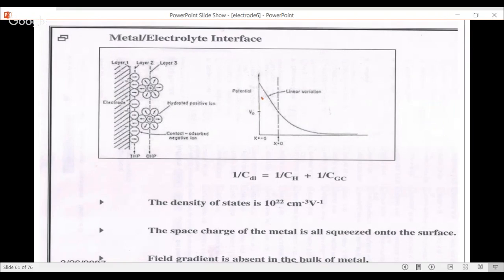Below that potential, the dissolution will not take place. But the electrode is polarized. For example, I am taking zinc. Zinc will dissolve at minus 0.76 volt. So if I apply less than minus 0.76 volt, I am polarizing the electrode, but not carrying out an electrolysis.